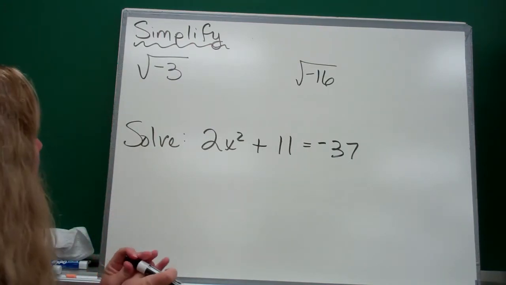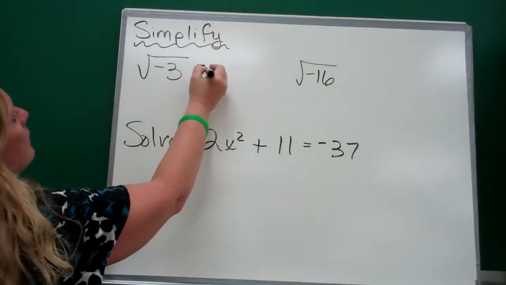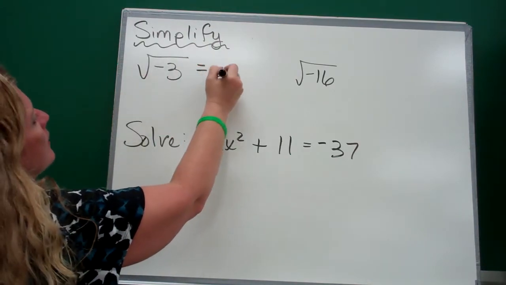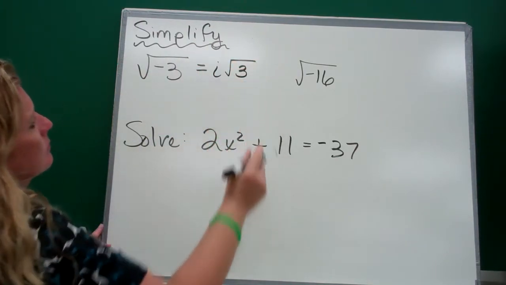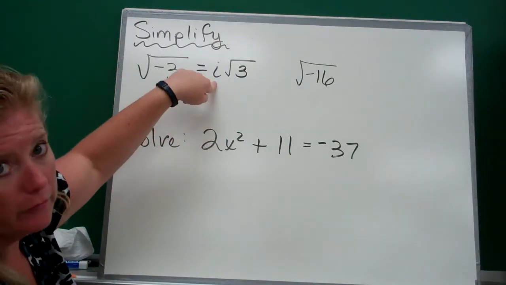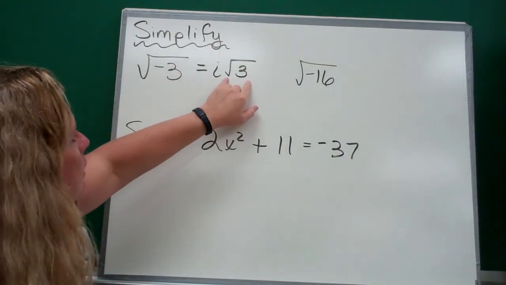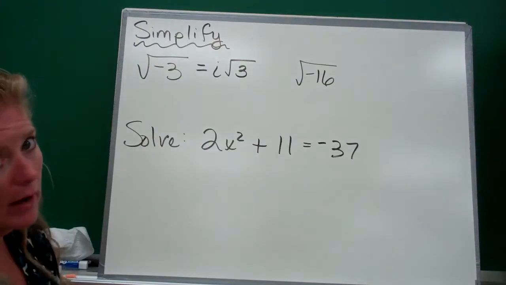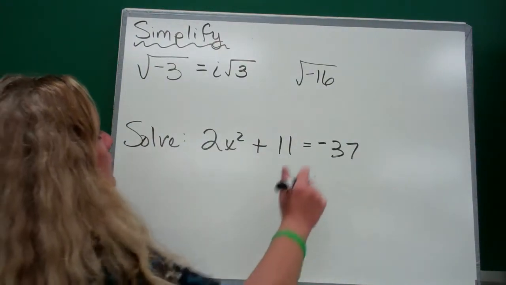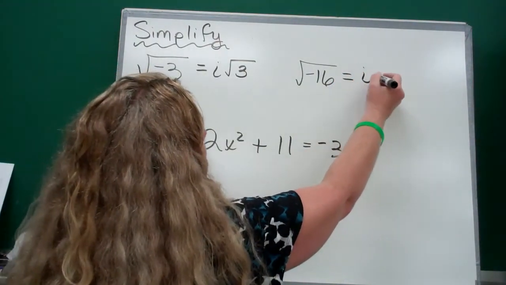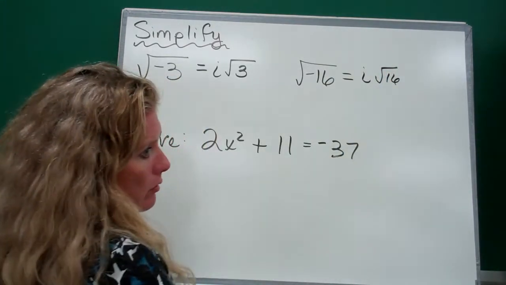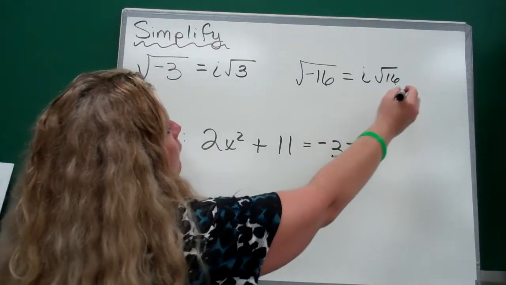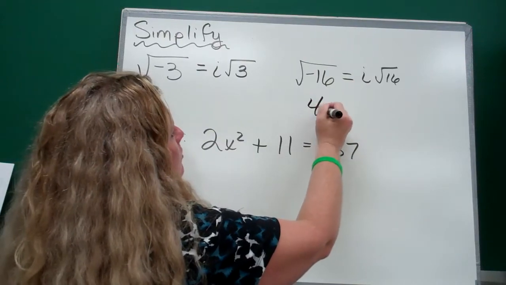First of all, simplify. Okay. This is going to become, the negative becomes an i and the square root of 3. And we usually put the i first because I don't want to get confused with the i being underneath the radical. So this next one would be i square root of 16, but what is the square root of 16? Oh, 4. So this would be 4i.